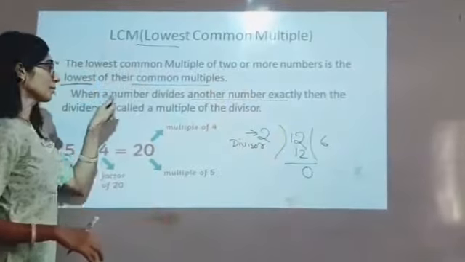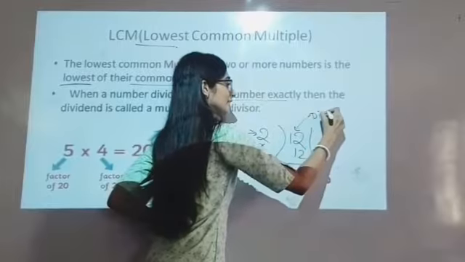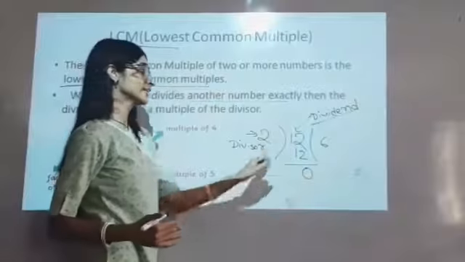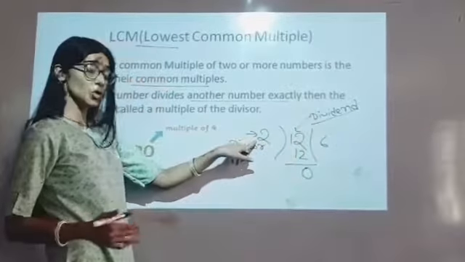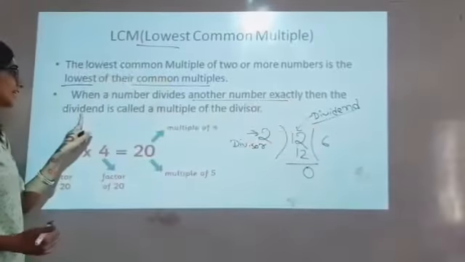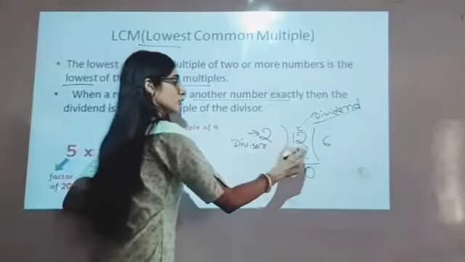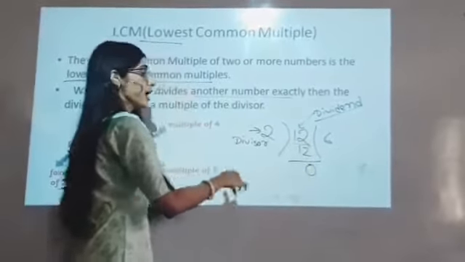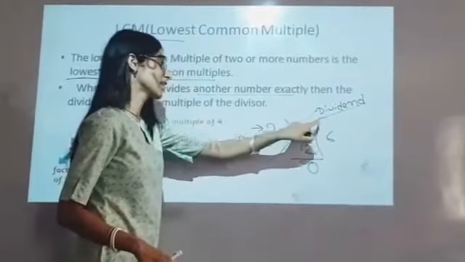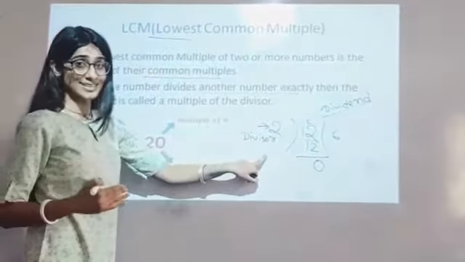So when a number divides another number exactly, which is the dividend? This is the dividend. And we have divided the dividend 12 by divisor 2 exactly, because we got 0 as remainder. Then the dividend is called the multiple of the divisor. So you can say that 12 is the multiple of the divisor 2. It is as simple as that.